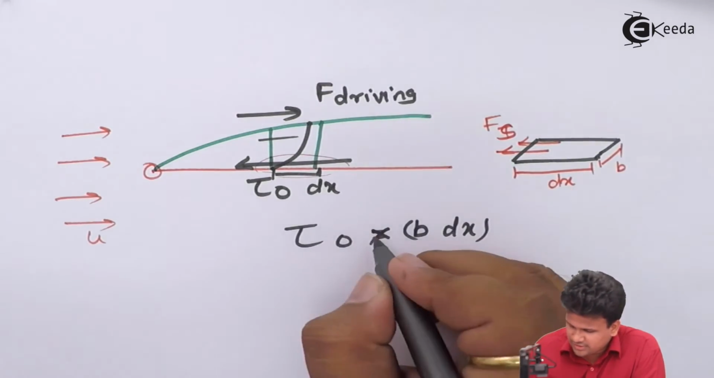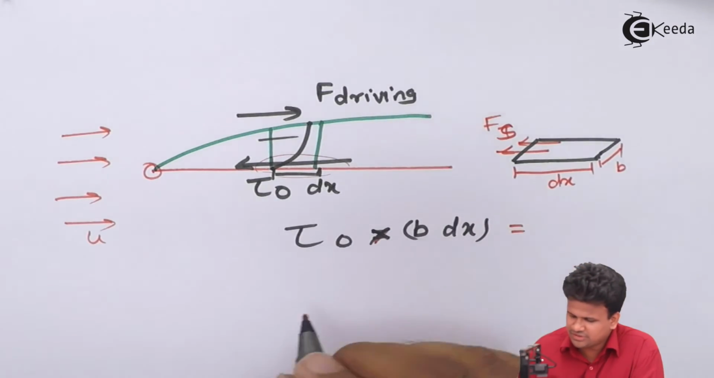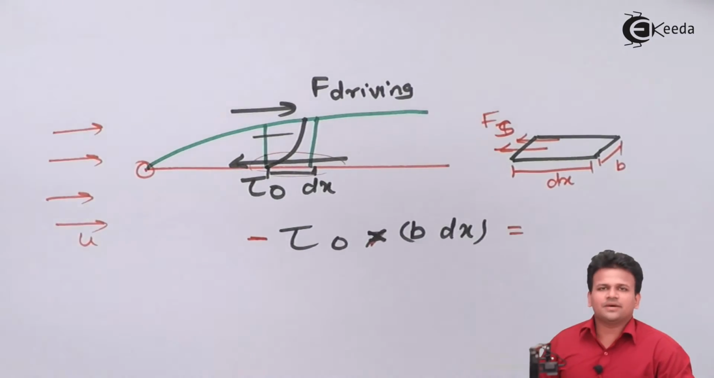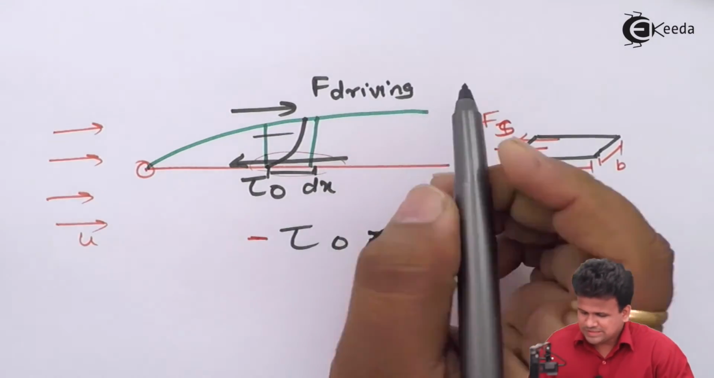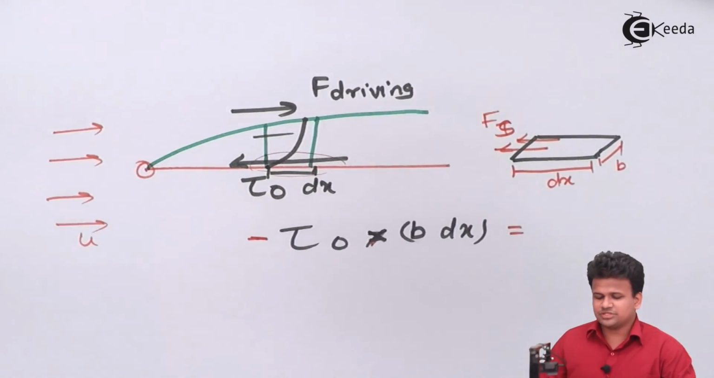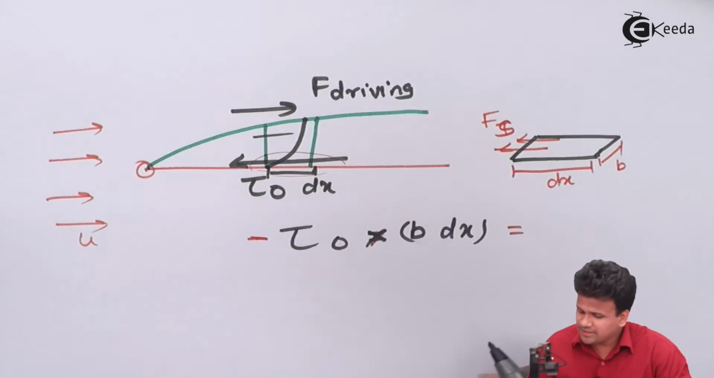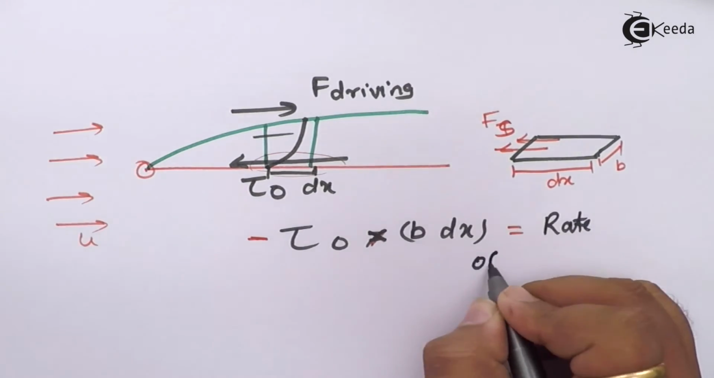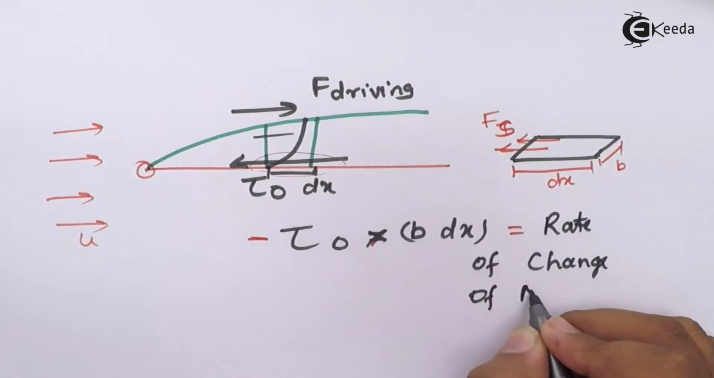So the shear stress into b dx will give us the shear force. Obviously it will be negative, because it is in the opposite direction. The driving force is towards the right, whereas the restoring force, or the shear force on the liquid, will be towards the left. That will be equal to the rate of change of momentum.